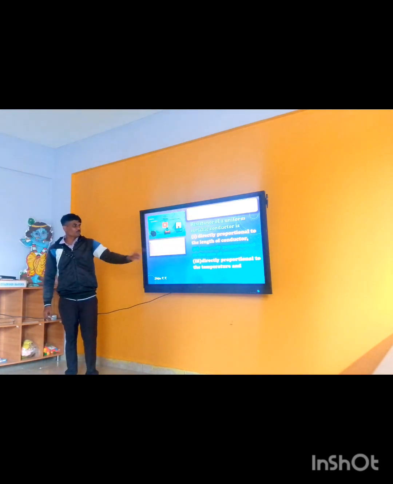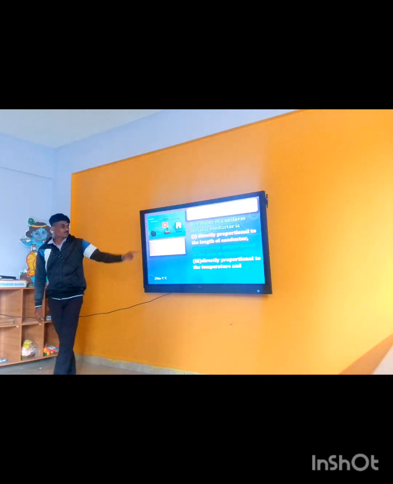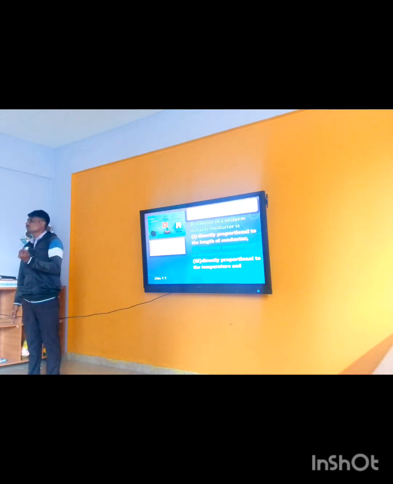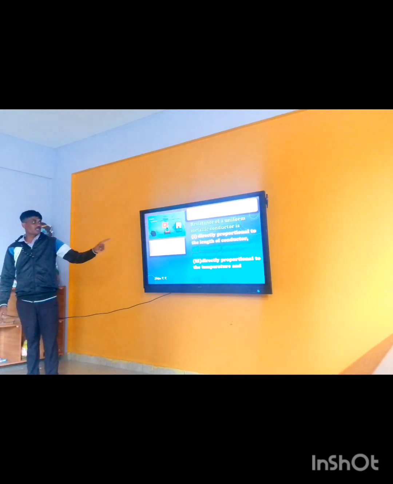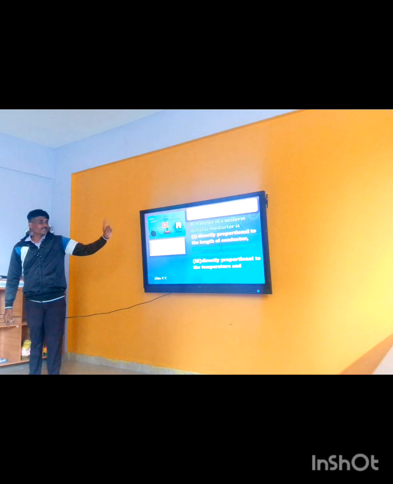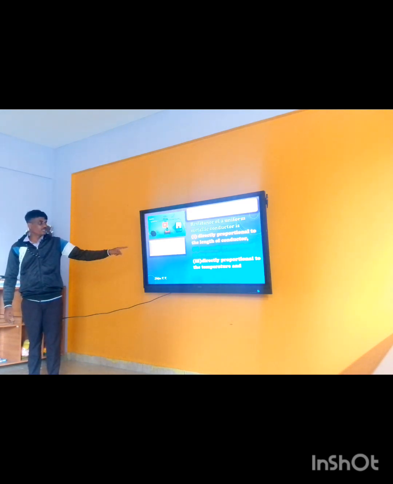Last is directly proportional to the temperature. When temperature increases, resistance increases. When temperature is decreased, resistance also decreases. Are you able to understand now? 3 factors decide the resistance of a conductor. One is the length of the conductor, second is the area of cross section, and third is temperature.